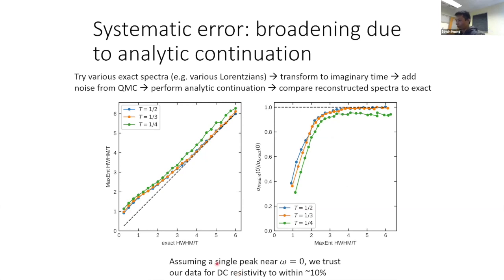So if we assume that these are reasonable exact spectra to start with, to gauge the accuracy of our analytic continuation, then we would trust our data for DC resistivity to within around 10% if this criterion is satisfied, that the final spectrum's half width, half maximum is greater than 2 or 3 times temperature. Of course, we cannot rule out the possibility that there is, say, some emergent energy scale at very low temperatures, and that the low energy structure is actually the sum of 2 peaks. But if we assume a single peak, then this analysis would be valid.